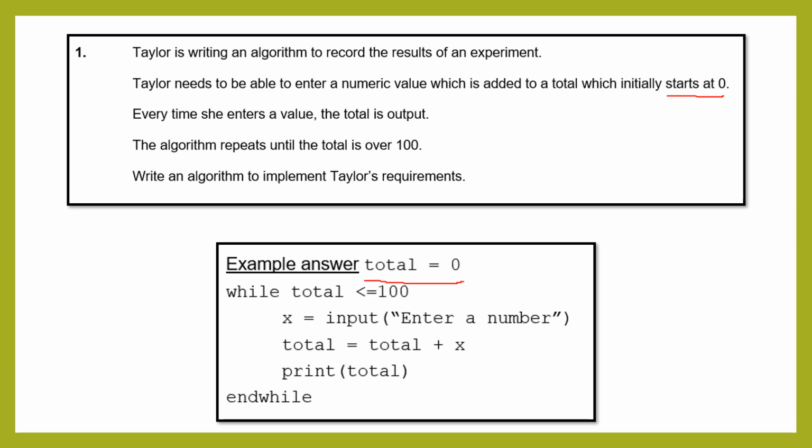Alright, what I then want to do is a test that loops, which is why I use a while. So it's a looping test. While the total is less than or equal to 100, because it says until it is over 100. So while the total is less than or equal to 100, I want to ask for a number. Alright, I'm going to take the total and add the number to the total so it increments, it's going up. So I'm going to keep adding to the total until it gets over 100.